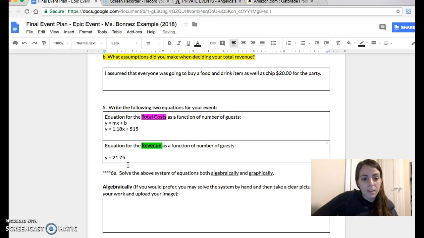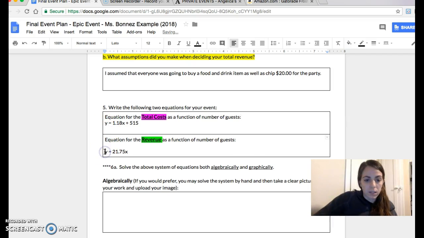21.75. Now what am I missing? If you said X, you are correct. Make sure it's 21.75x, because that's how much you expect to make off of each person. So X amount of guests. All right, we can get rid of this.